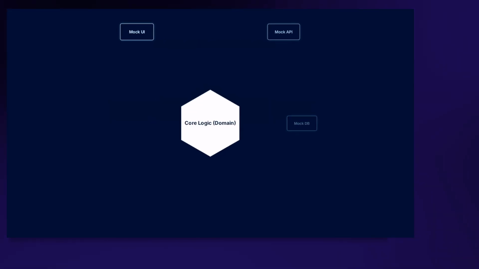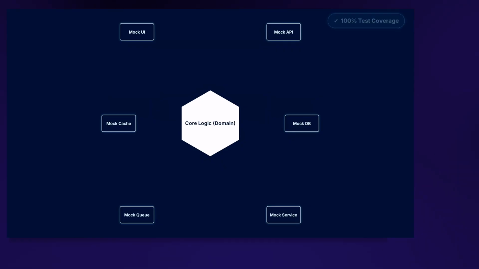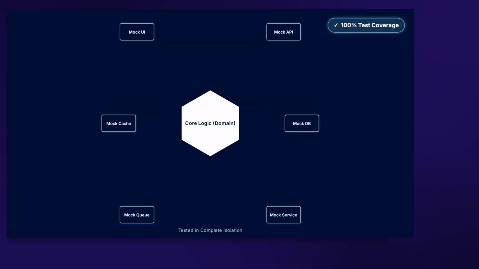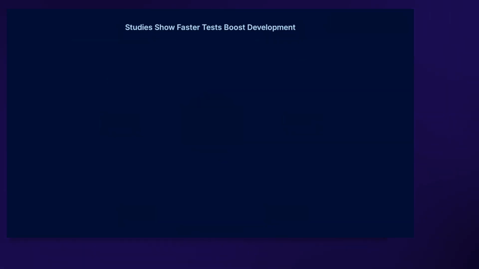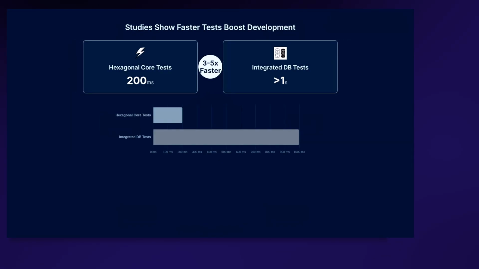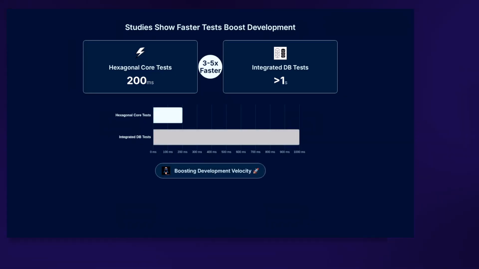One of the most significant advantages is enhanced testability, allowing the core to be tested in complete isolation using mock adapters, achieving 100% unit test coverage without real databases or external services. Studies and real-world projects show this leads to 3 to 5 times faster tests. For example, 200 milliseconds for hexagonal core tests, versus over 1 second for integrated database tests.